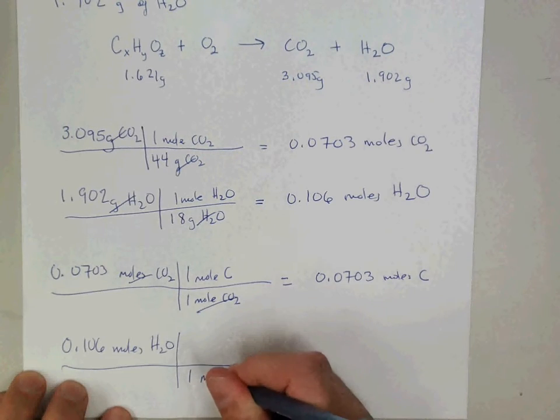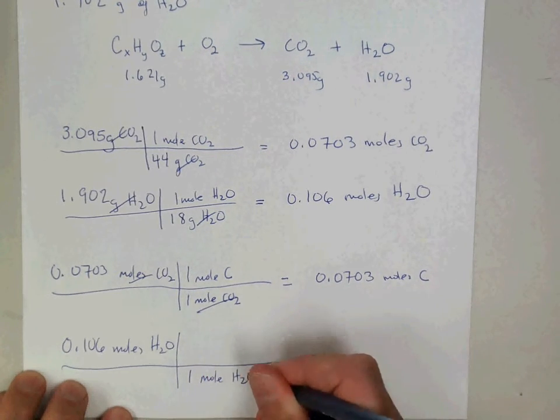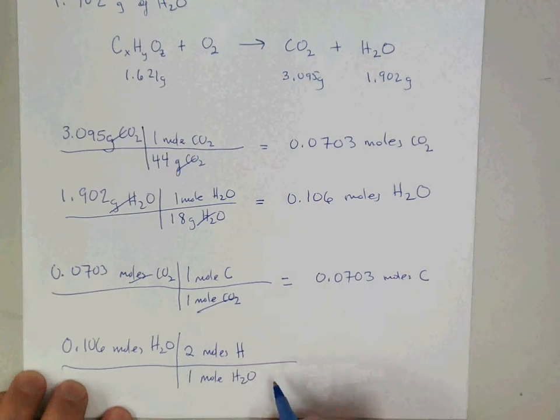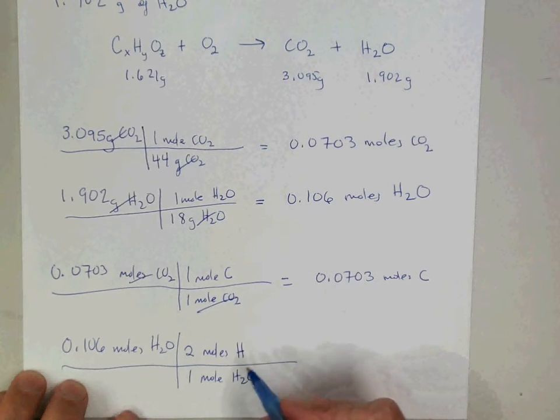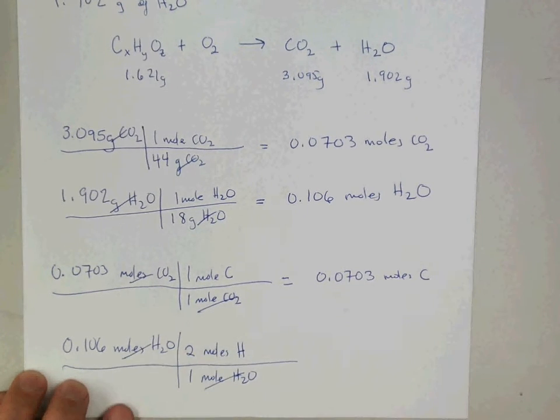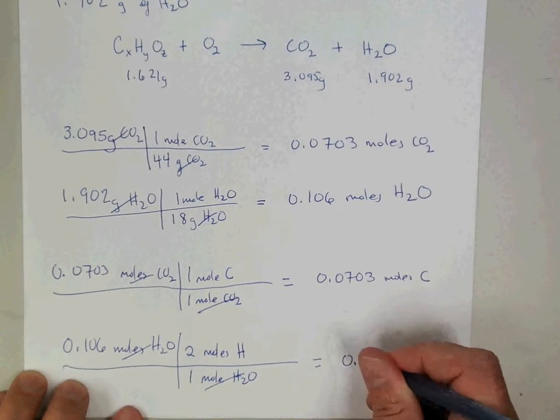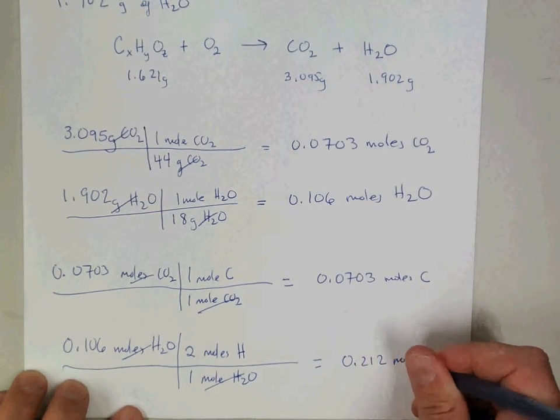In 1 mole of water, now this is a little different, there's 2 moles of hydrogen. Because if we look at the chemical formula, for every 1 water molecule, I actually have 2 hydrogen atoms. So this becomes a little different than the carbon one. Okay? So 0.106 times 2, and I end up with 0.212 moles of hydrogen.